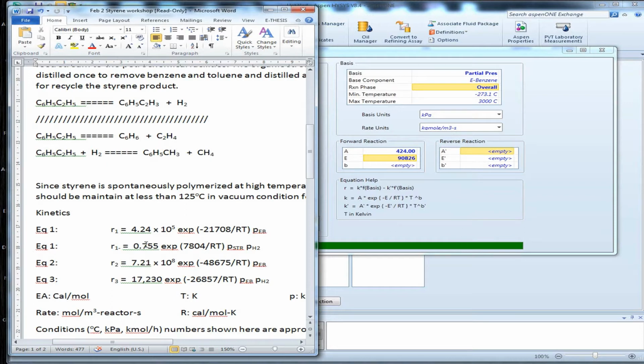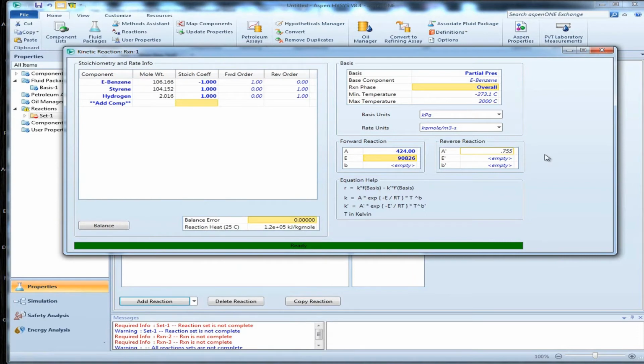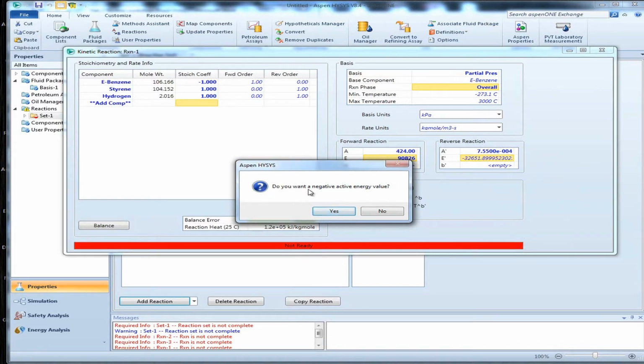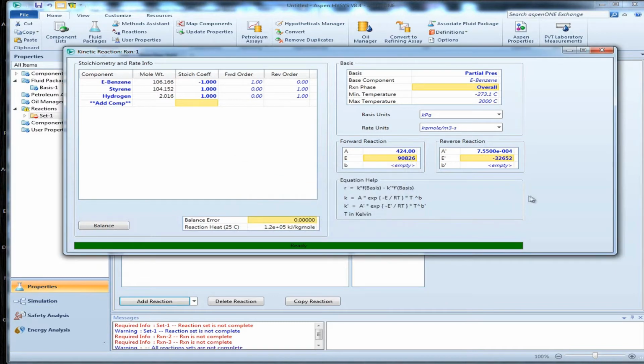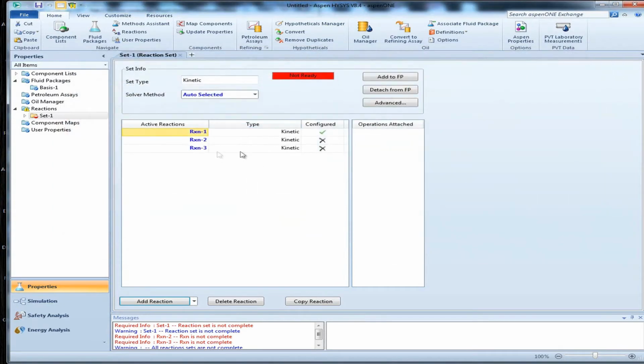So what we have is 0.755, and this requires a minus on the front. So I put 0.755 E minus 3, and then go to 7804. It should be minus here. Do you want to keep the negative value? Yes. Okay, that's alright for the first reaction.